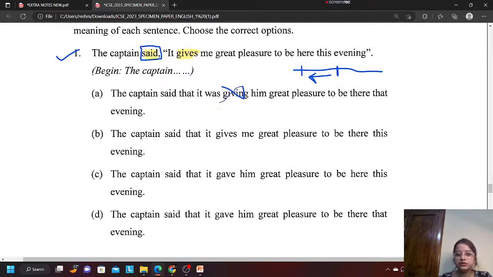No, this is continuous. No, incorrect. That it gives him. So there is no change at all. No change over here. So it gave him. This one is correct. This one also is correct. So first cancel these two options. Alright. Next, see the captain said that, if next what will be the change? Him. Okay, so him is already written in both C and D. Great pleasure, no change. To be, no change till here. Next, what we have here.